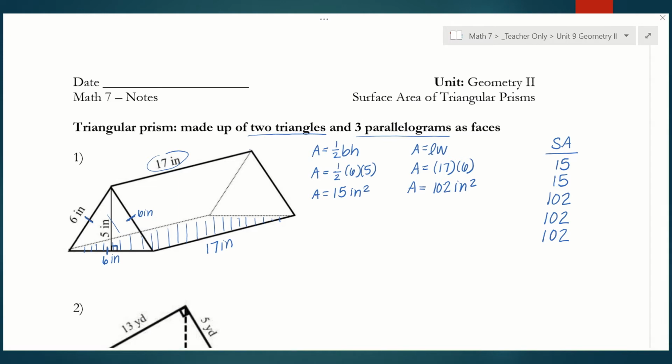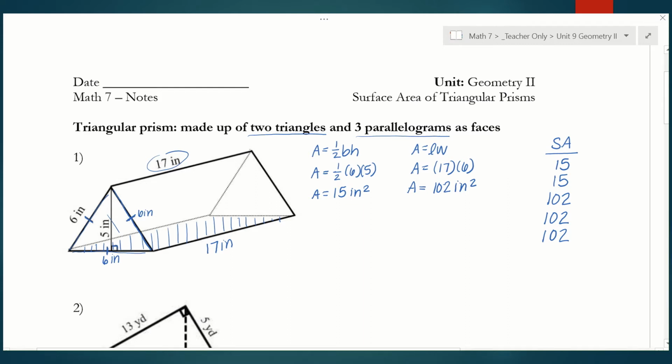The reason why that happened for this one is because I had an equilateral triangle, which meant all of the sides of my triangle were the same. And when that happens, that makes the width of all of your rectangles the same. Okay, so it's really nice when you have an equilateral triangle because you're going to use that side for all of your rectangles. Okay, and we'll see what happens in a minute when that's not the case.